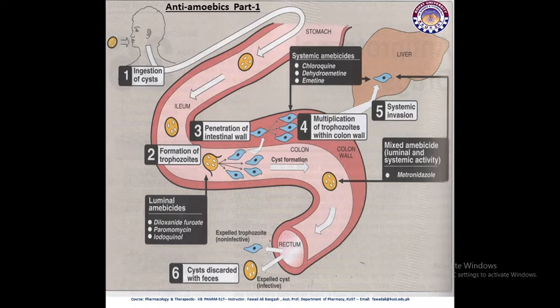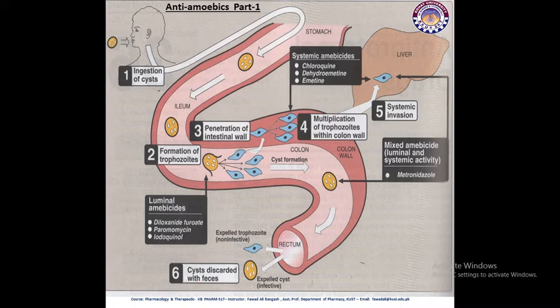The expelled forms are the infective cyst and the non-infective trophozoite. The trophozoite does not cause any harm or further transmission to others. So the expelled cyst is the infective form and causes the infection. The cyst is discarded with the feces.